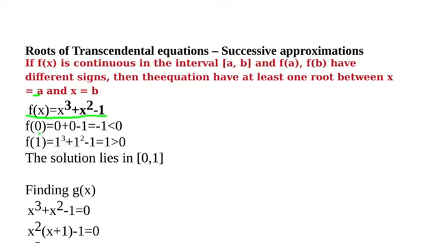So now we got an a and b such that it produces minus 1, a negative value, and a positive value. That is, in the interval 0 and 1 we got a positive value and a negative value of our function f of x equal to x cube plus x square minus 1.